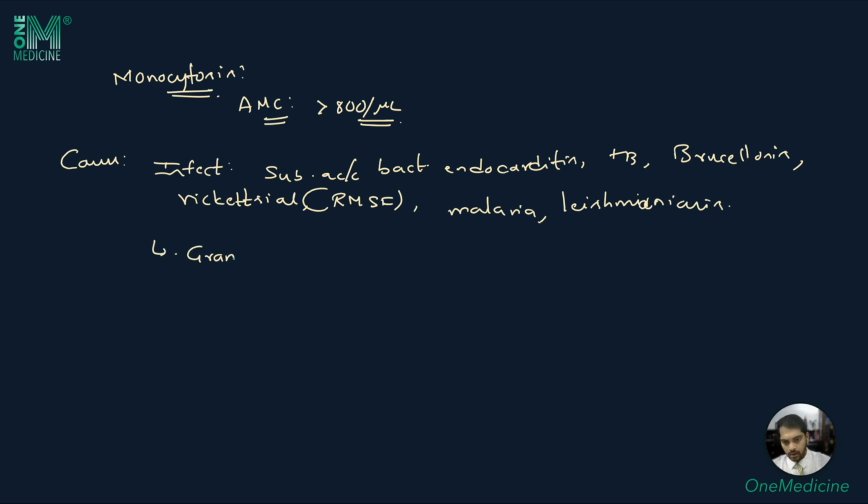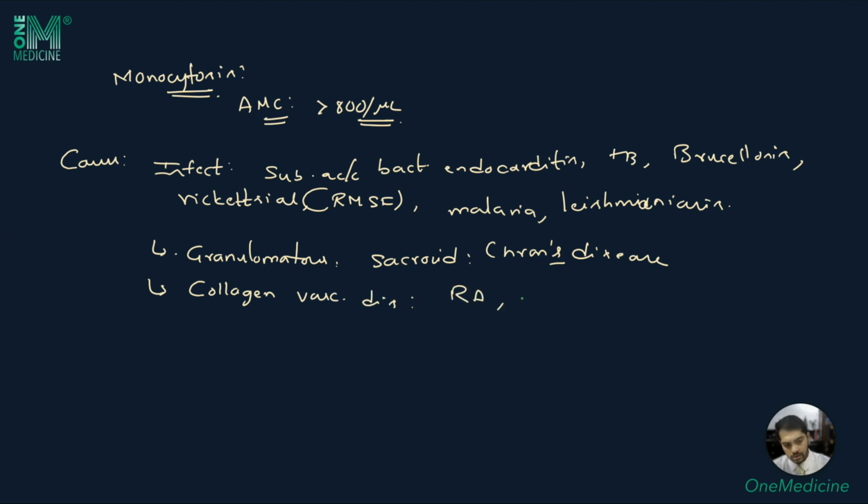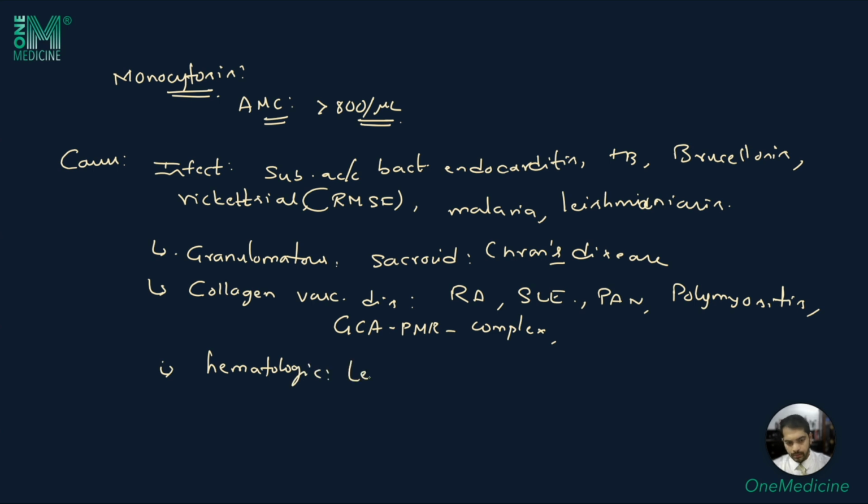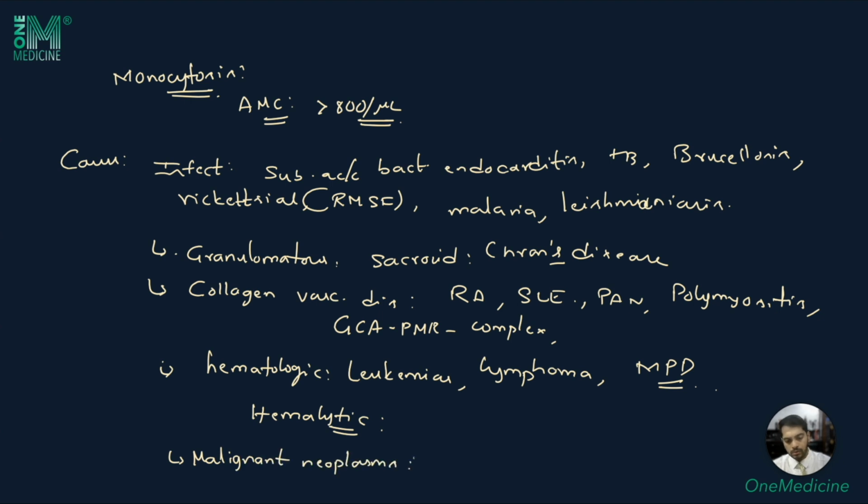Other conditions include granulomatous diseases such as sarcoidosis, Crohn's disease, collagen vascular diseases such as rheumatoid arthritis, systemic lupus erythematosus, polyarteritis nodosa, polymyositis, giant cell arteritis, PMR complex, hematological conditions such as leukemias, lymphoma, and myeloproliferative disorders. Hemolytic anemia can also cause monocytosis, and malignant neoplasms can also elicit a monocytosis response.